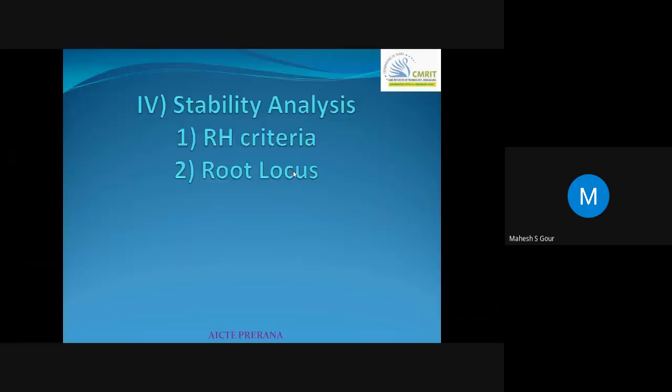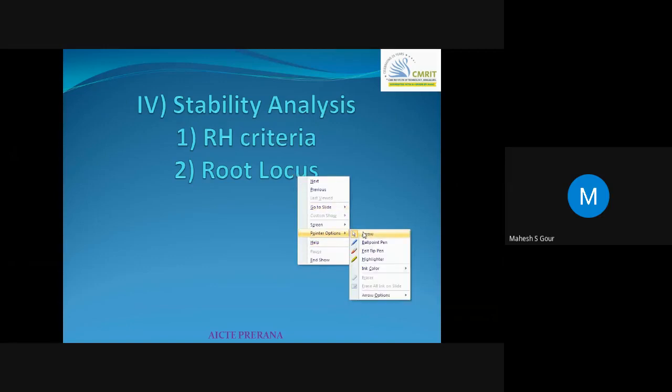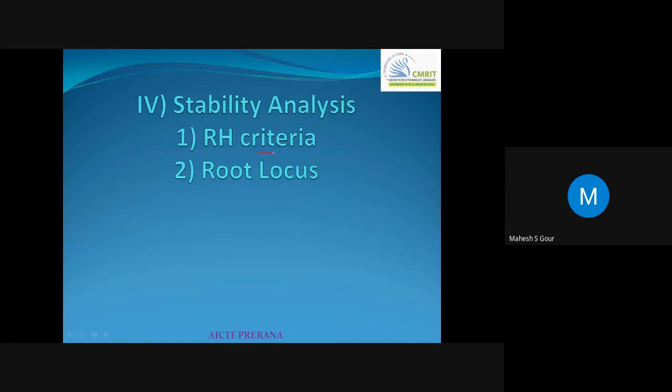Okay, fine. So everyone is familiar with RH criteria. Anyone who is not familiar with RH criteria, then I'll repeat for them. This is for stability analysis, right? So why for a control system do they check the stability?